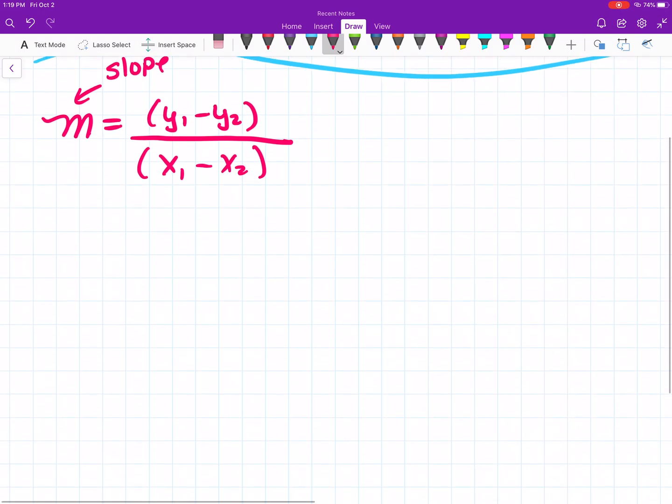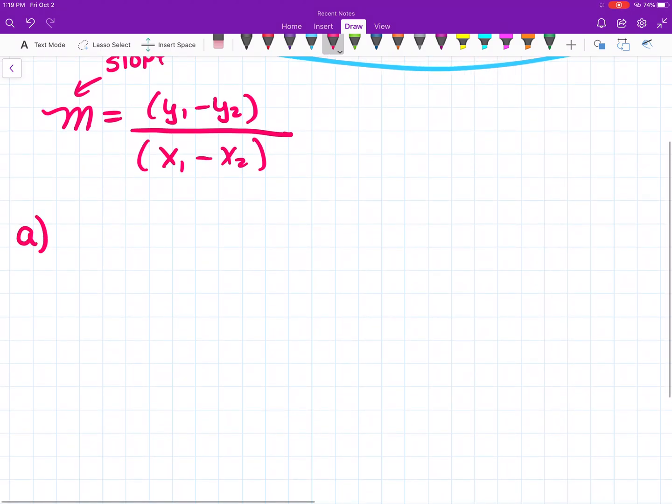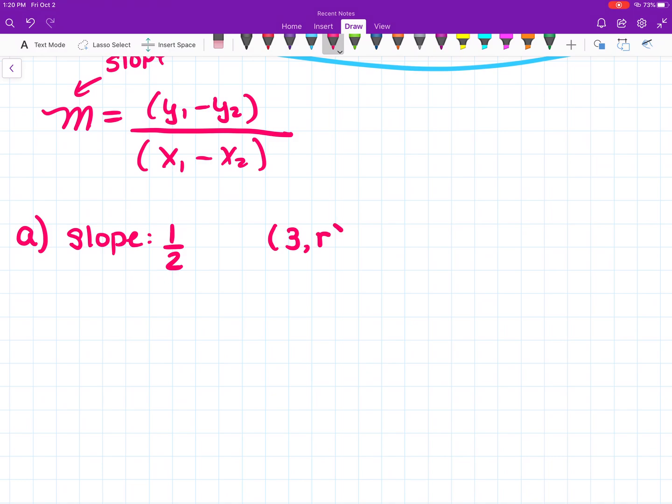So let's do our first example. Here's our first example. I'm going to tell you the slope is 1/2. So this is different from homework from last night. And then I'm going to give you 2 points, (3, r), so you already see where the variable is, and (5, -6). There we go. And you have to find r. Your job is to find r. What is the missing point?